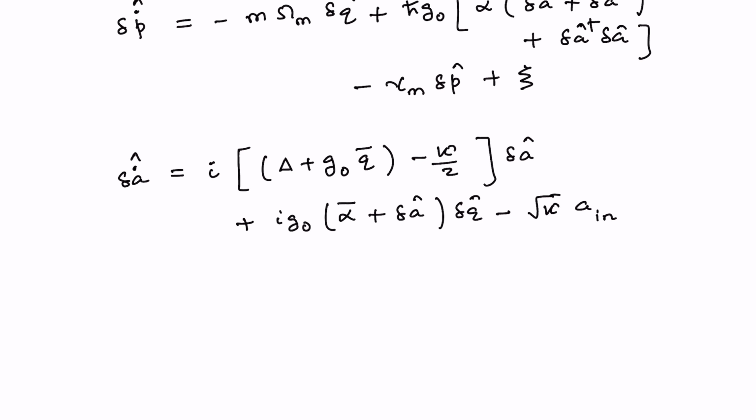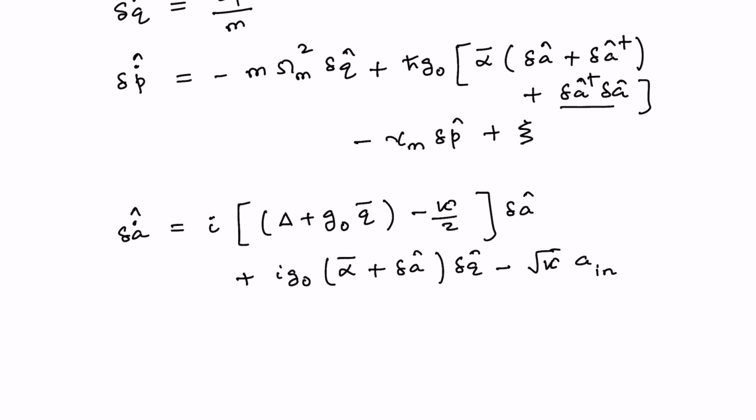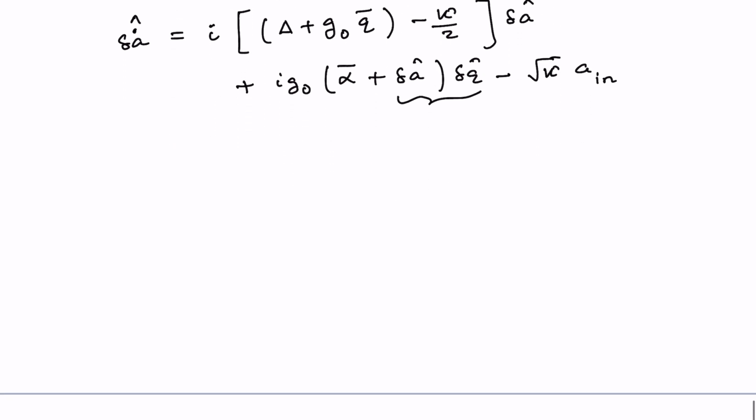Okay, now since the fluctuations are very small, we will retain only those terms which are linear in fluctuations. This approximation is going to remove the bilinear term like δa†δa, because δa being small, δa†δa is going to be further small. Similarly, these terms are going to get removed, and then you are going to get the linearized quantum Langevin equation.